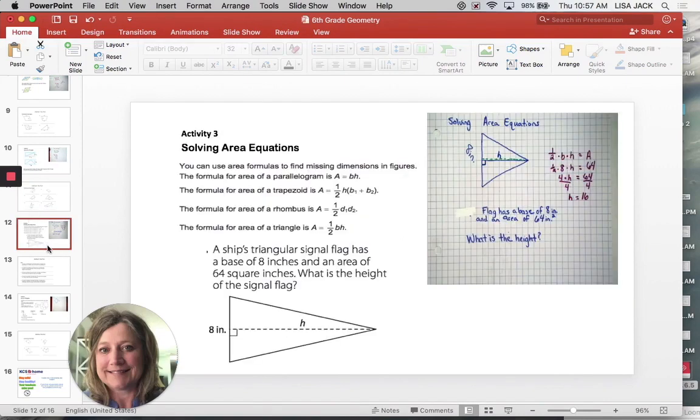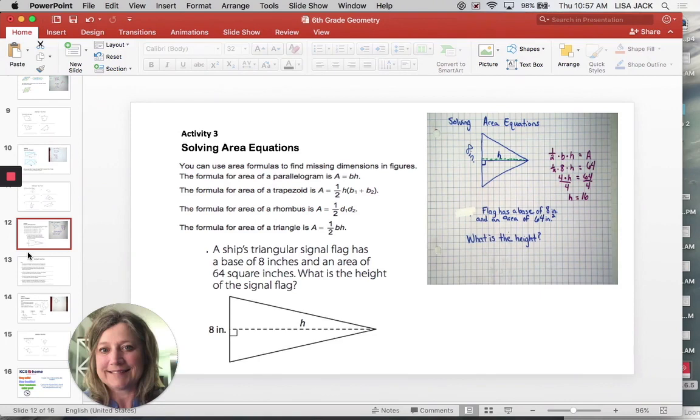All right, Activity 3. This one is about solving area equations. You're going to have some pieces of information that are missing. You can use the formulas, but you'll use some substitution in order to solve them.